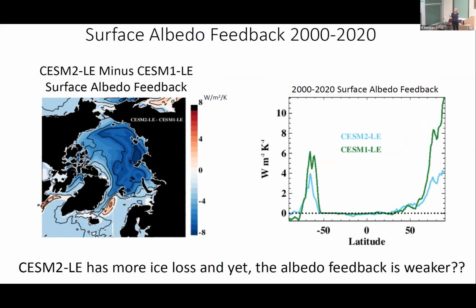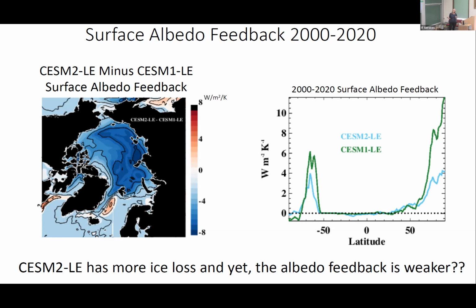There are all sorts of surprises that emerge in these runs. What I'm showing here is the surface albedo feedback strength as a function of latitude. So the zonal average, the Antarctic, the Arctic. And in the Arctic, you see that the CESM2 model has a much weaker surface albedo feedback.